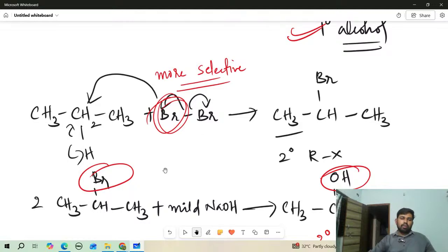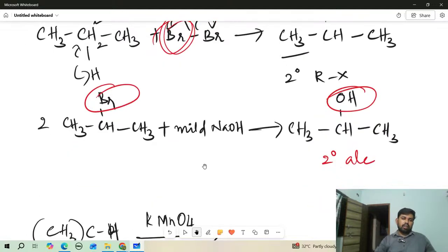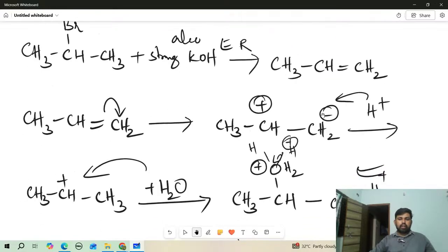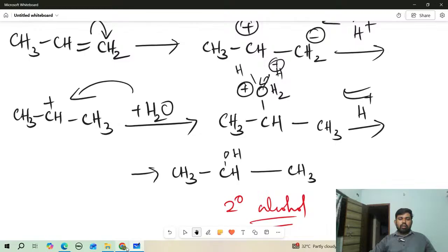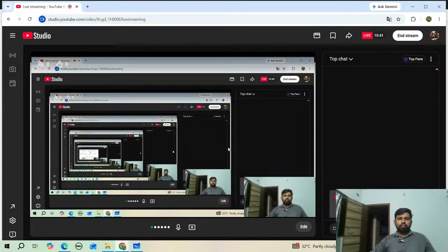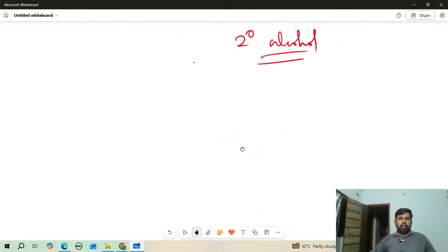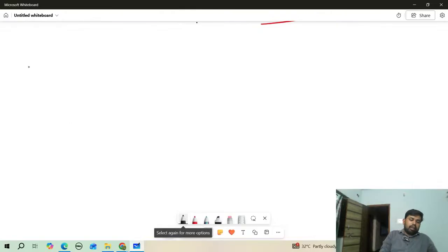That's why we should take bromine. Now see, in this case why did we take mild NaOH actually? If we take strong, what is the result? Instead of substitution, it gives rise to an elimination reaction. That's why I should take mild NaOH. So we learned how to prepare alcohol by alkenes, from alkene.